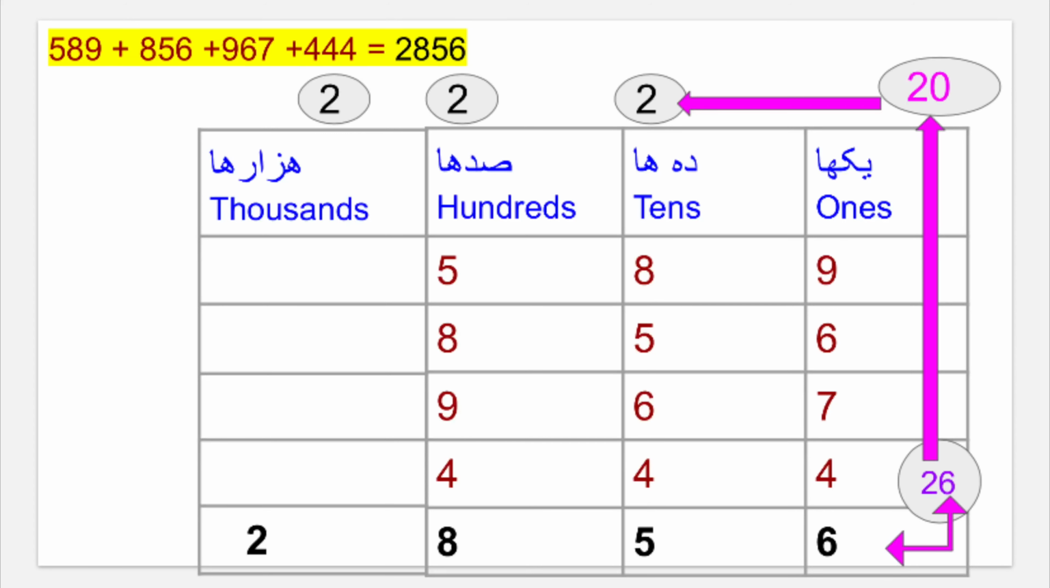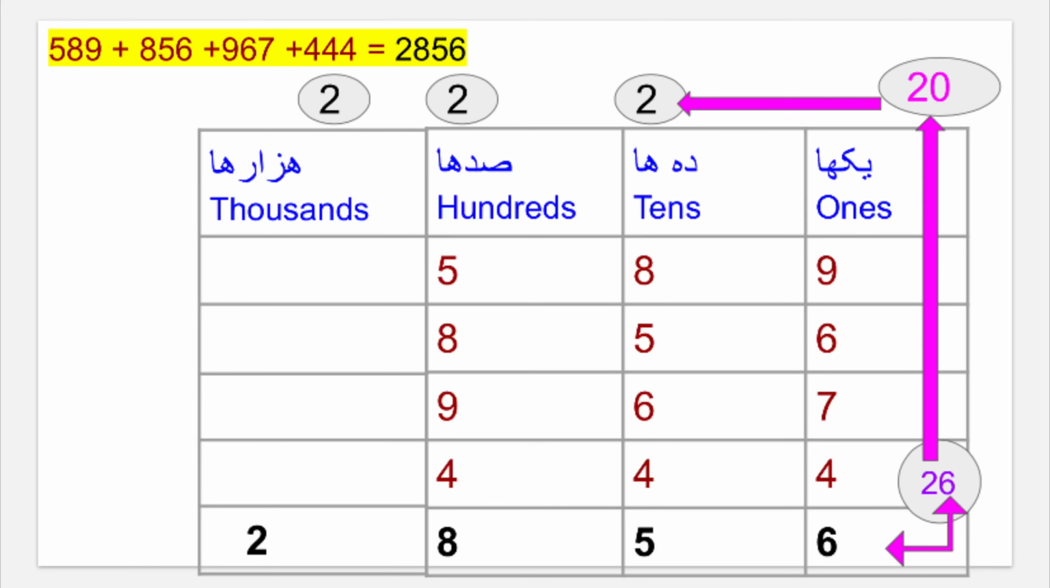So now we're going to add the numbers in the tens. So we have 8, 5, 6, 4. Together it's going to be 23. 23 plus 2 from the top, which came from the ones, so the total is going to be 25. In 25 we have two parts, 20 and 5. The 5 we're going to put under the tens.